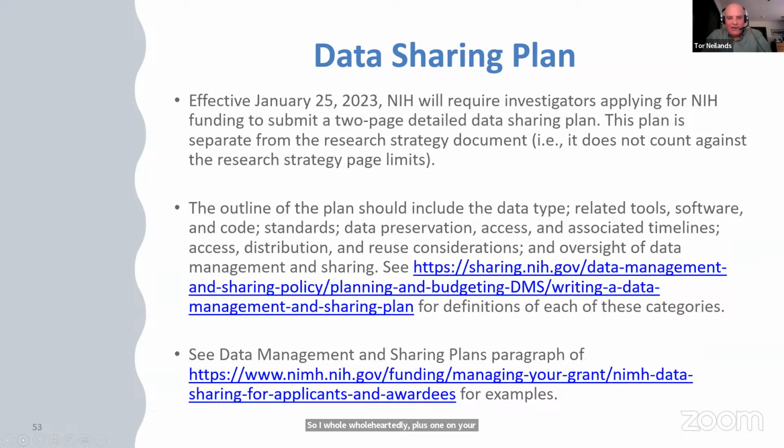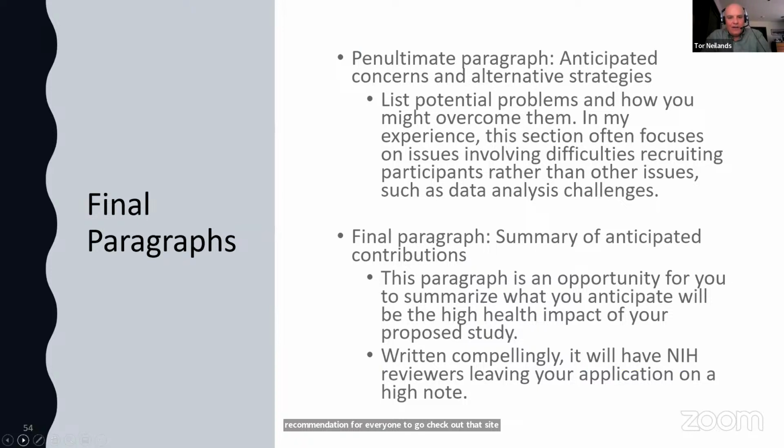All right, Julene, let's move to the next slide. So after all that, we're still not done with the approach. There are often 2 additional paragraphs included at the end of the approach. One of them, often placed in the penultimate position, the next to last, is anticipated concerns and alternative strategies. This would be a spot where you'd list potential problems that could come up when you implement the study and how you might overcome them.